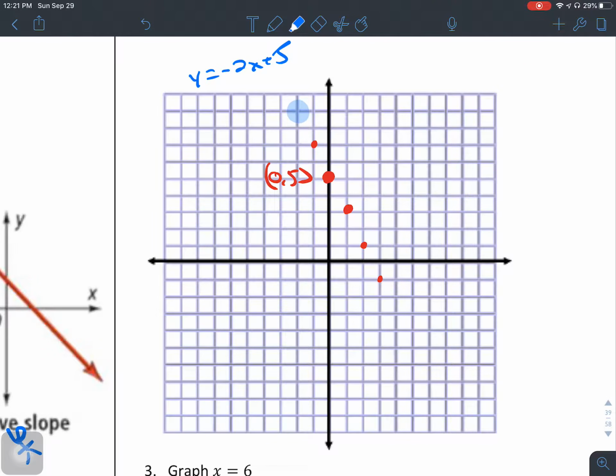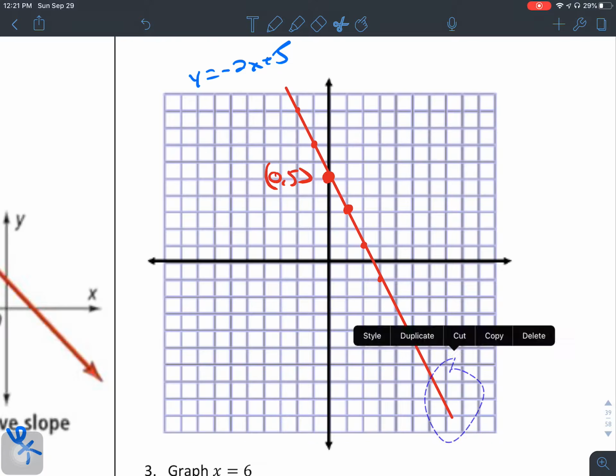If you use your company-issued straight edge, you're going to find that your line looks something like this. Make sure that you draw it long enough that it intersects both the x and y axis.